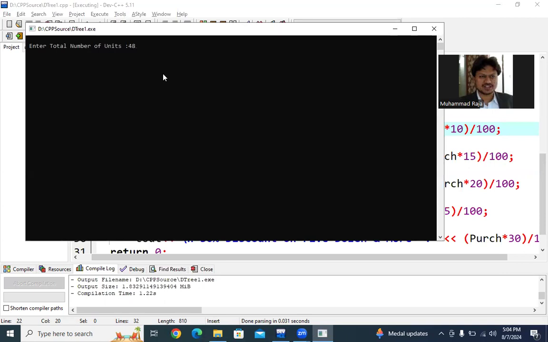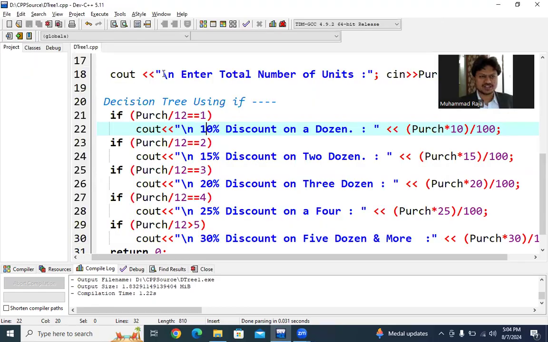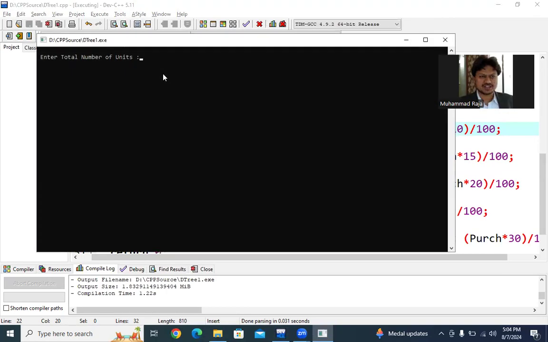So 48 pieces if we are buying, I give you 12 rupees and 25% of discount on your total value. Now let me go with random numbers. If I start from number 14, it's not a whole number. So again, you'll say it's giving 1 point. Definitely it should be 1.4, but it's giving me 1.